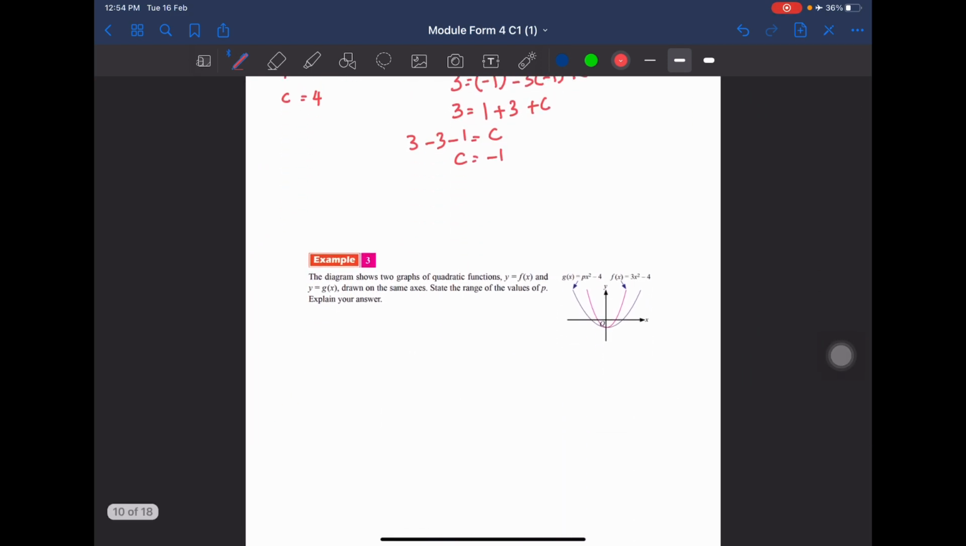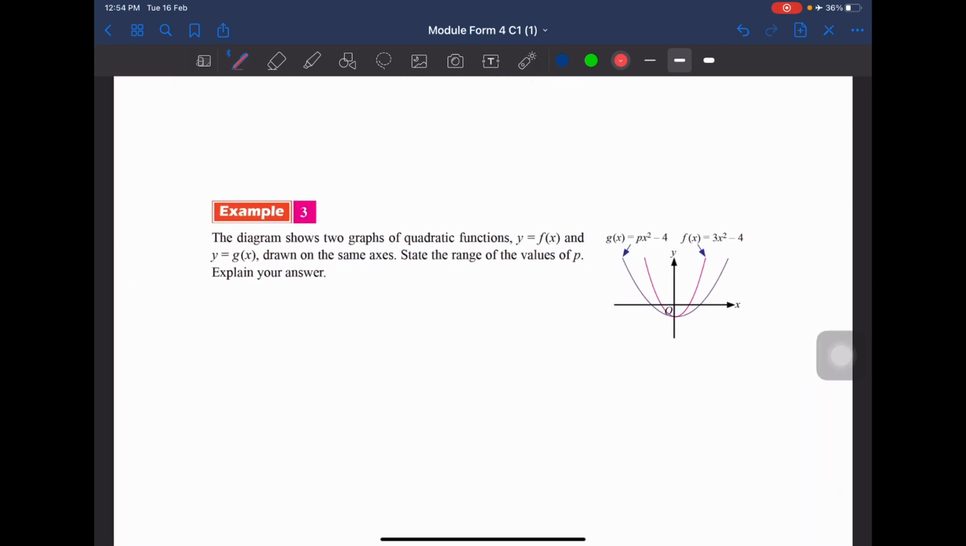Next, example 3. The diagram shows two graphs of quadratic function y equals to f(x) and y equals to g(x) drawn on the same axis. State the range of values of p. Explain your answer. Kita tengok, kita ada graf g(x), a kita p, next kita ada f(x), a kita 3. Tadi saya dah katakan, semakin kecil kita punya a, semakin lebar dia punya size. Semakin besar kita punya a ni, semakin kecil kita punya size.